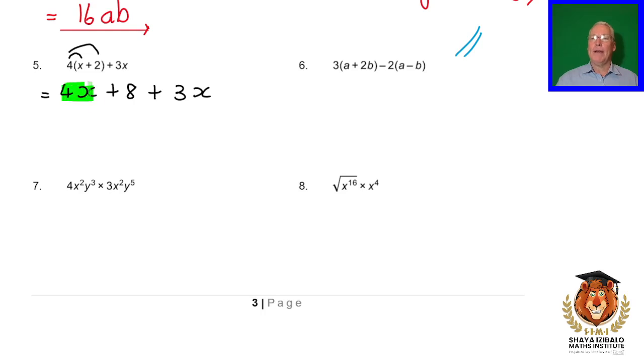This term over here and this term over here are like. We can add those. Remember when we add them, the exponents don't change. We're not going to get x squareds. That's often a common error. People think when you go x plus x, you get x squareds.